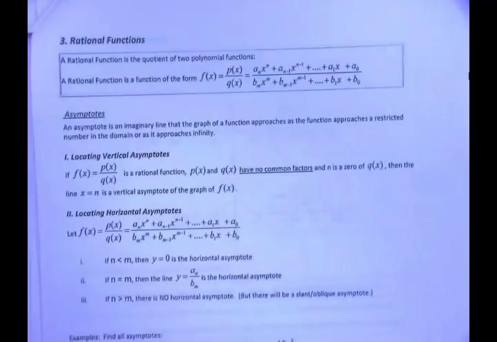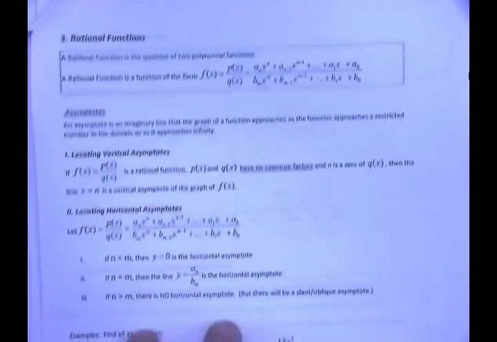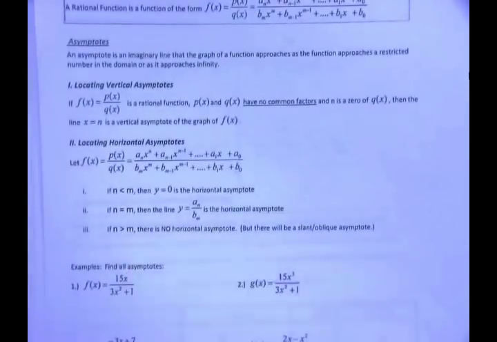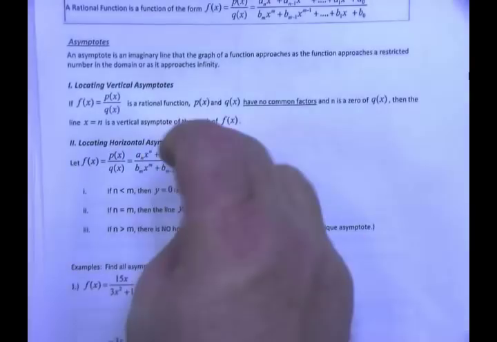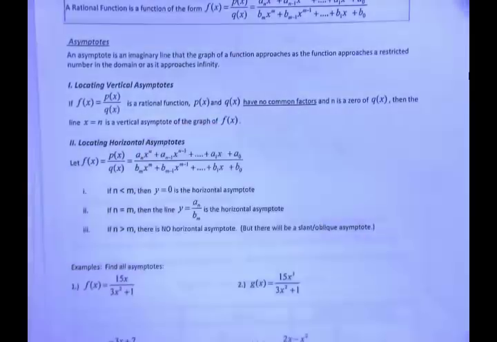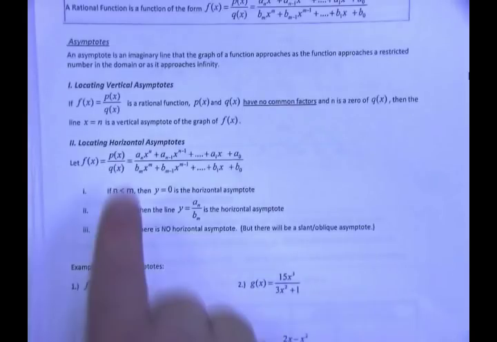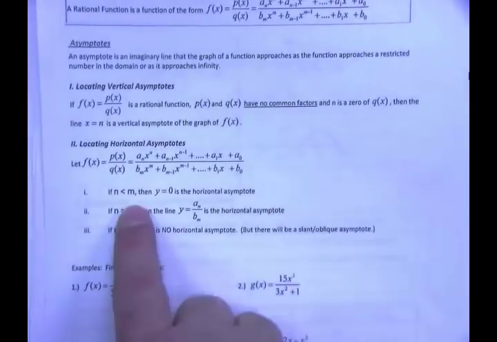Horizontal asymptote. A horizontal asymptote requires you to know what we call the horizontal asymptote theorem. This, in essence, is the horizontal asymptote theorem. To figure out a horizontal asymptote, you focus on what's going on as x approaches infinity or negative infinity.